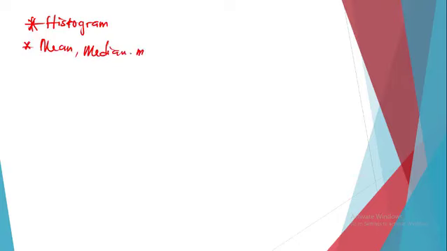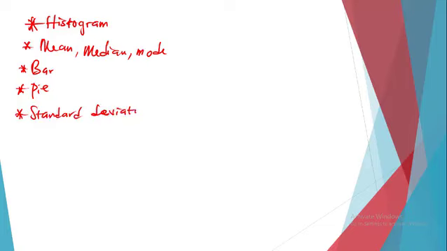In our previous classes, we've been able to deal with histogram. We've talked of mean, median, and mode. We've talked of bar chart. We've talked of pie chart. We've talked of standard deviation. Okay, but today let us then look at variance.